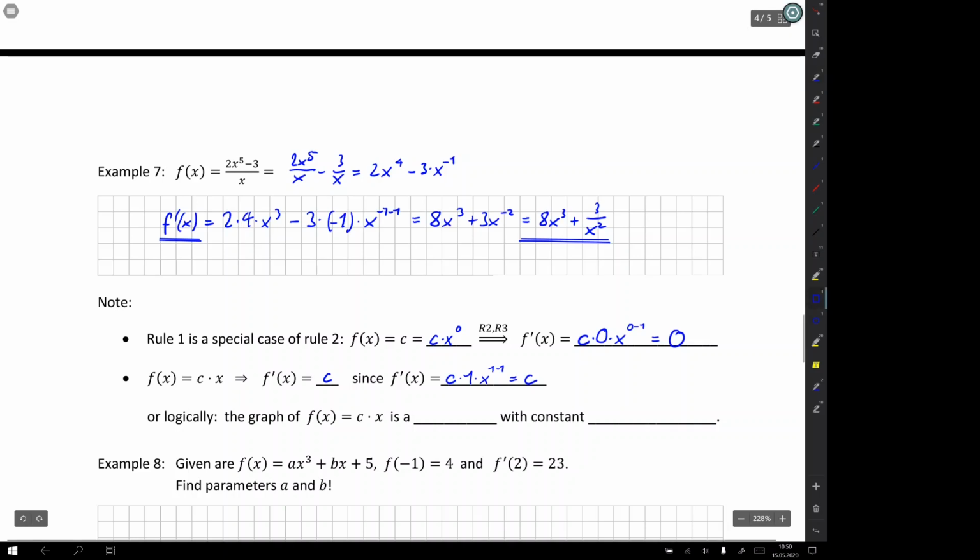So this is a very important thing to remember. If f of x is c times x, then the derivative is just c. We can also understand that logically: the graph of f of x equals c times x is a line with a constant gradient c. And we said the derivative is just the gradient of the function.